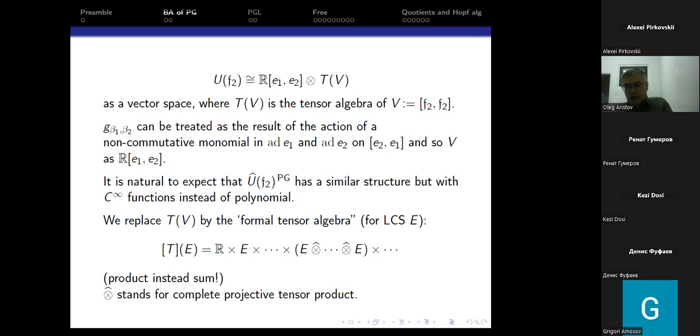And to see this, we replace the tensor algebra of a vector space by the formal tensor algebra of a locally convex space E. So we replace the direct sum by the direct product, the direct product of projective tensor products of copies of the space E. This is the standard notation for the complete projective tensor product.